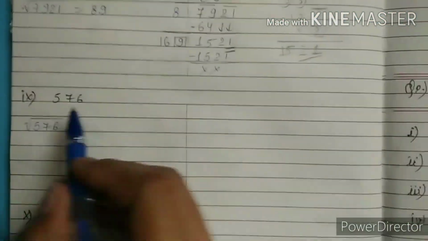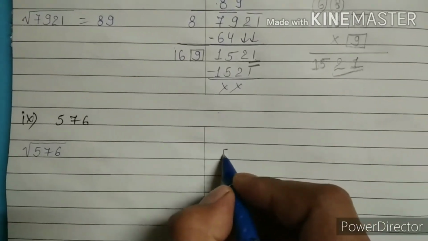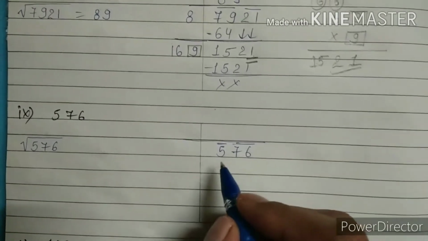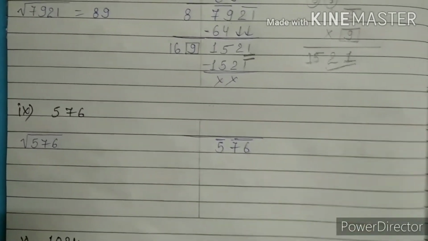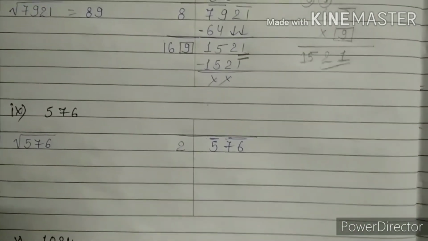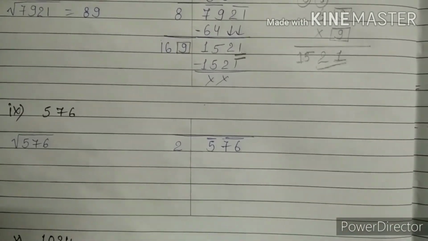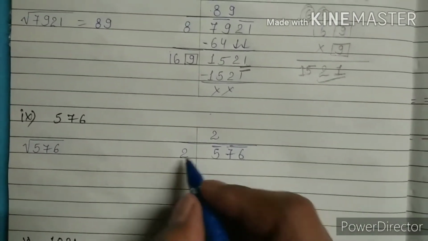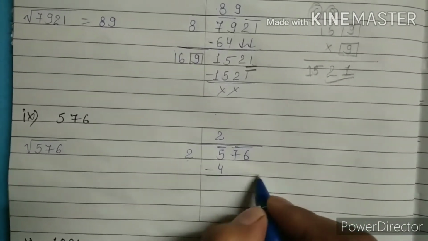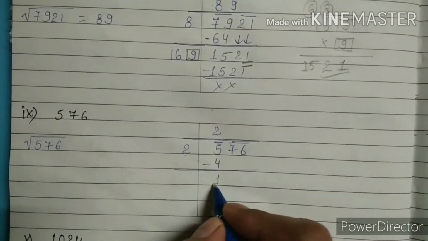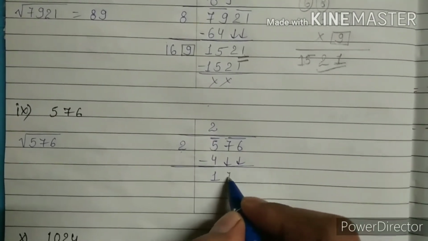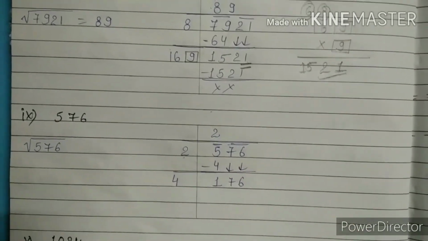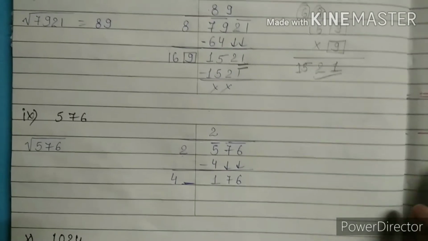Now the ninth question is 576. The same number will come here. Firstly we will do the pairing and check whose square is less than or equal to 5. 2 square is 4. Okay, 4 is less than 5. So we will put 2 here. 2 2s are 4. 5 minus 4 is 1. Now the next pair will come down. Now 2 doubled is 4. Now we want a number here.